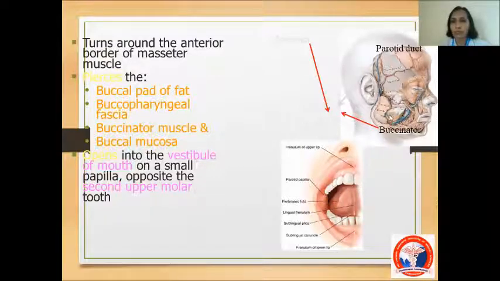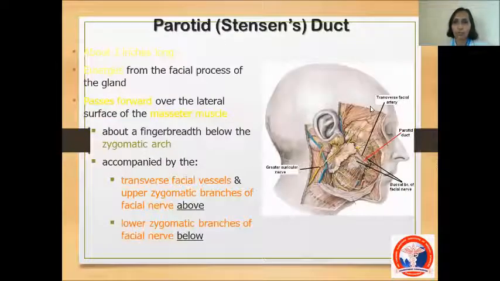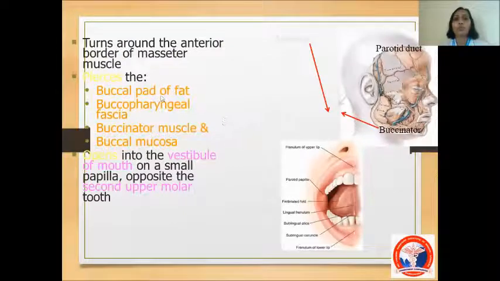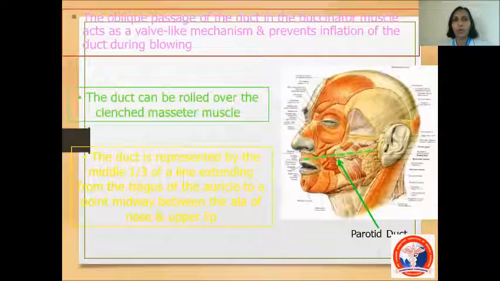So here we see how the duct turns around, or we can go to the previous diagram. The duct runs over the masseter and turns here at the anterior border of the masseter. This is the anterior border of the masseter. Here it dips and it will pierce through these 4 structures to enter into the oral cavity to open at the papilla against the upper second molar teeth on either side.